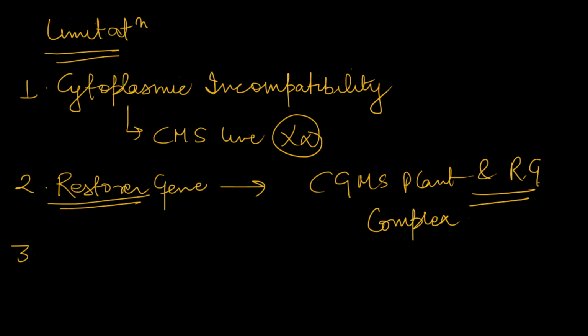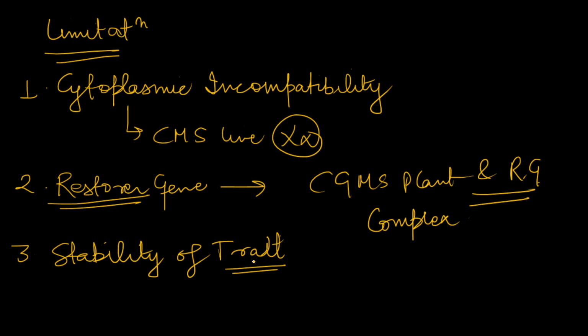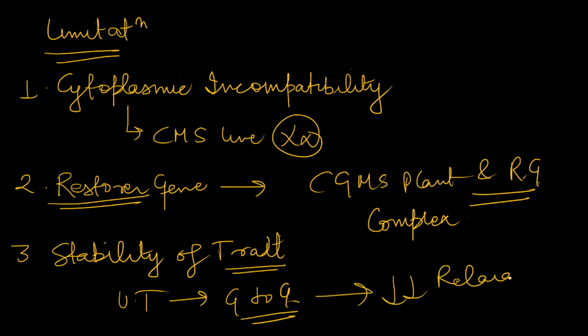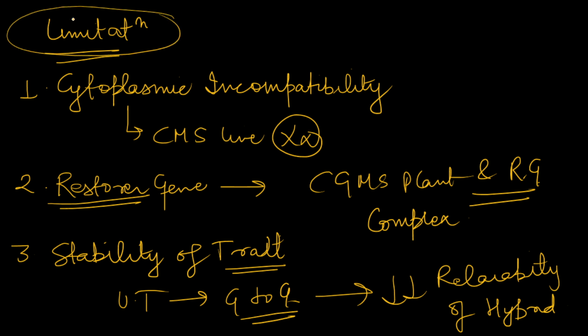Okay. Many times the traits are not that stable, so it also acts as limitation, stability of trait. So sometimes unstable traits get formed, and these unstable traits go from generations to generations in different plants and make those traits unstable in whole generation. So it can reduce the reliability of that hybrid. So these are some of the challenges, or you can say limitations, in using cytoplasmic genetic male sterility. So I think 3 points I have mentioned, so that is enough.